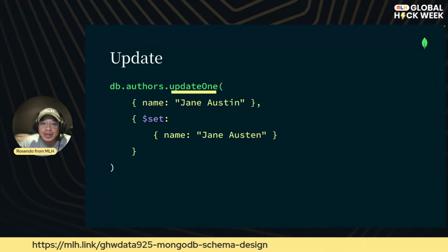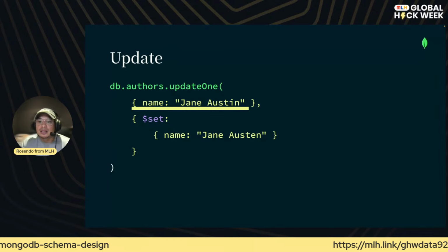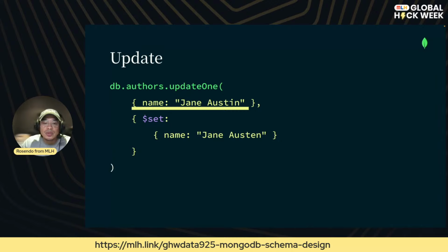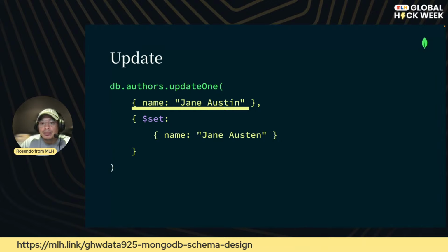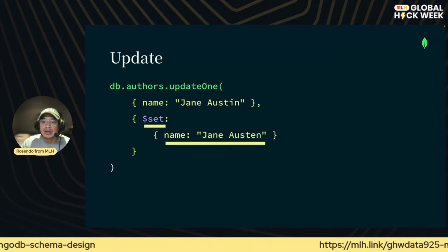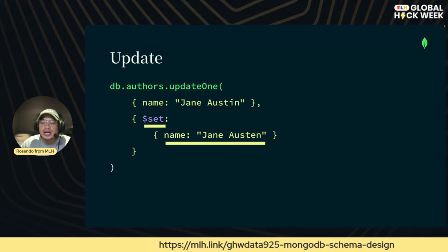And here we're going to basically pass two parameters through the update one method. The first one is going to be used as a filter. In this case, we're going to be searching for documents where the name is set to Jane Austen with an I. So find everything with a typo inside of it. And then we're going to be using $set to update the name field to be Jane Austen with an E.